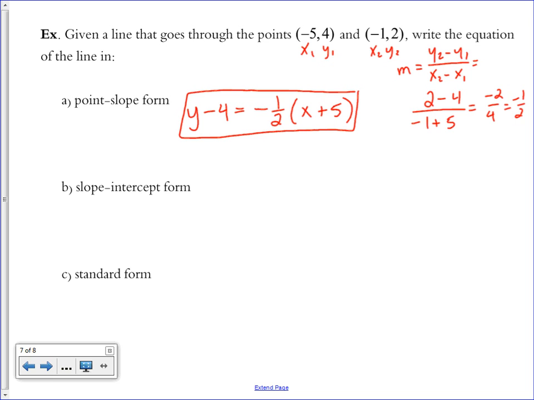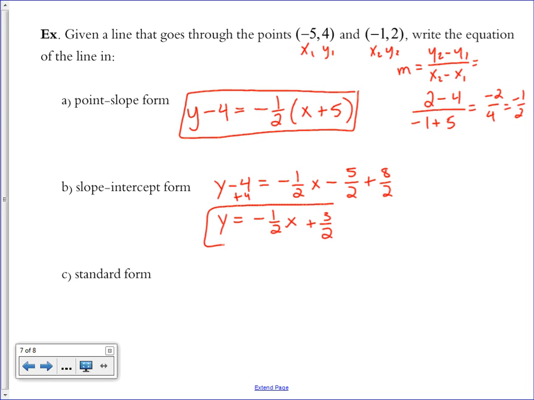So there's point slope. To get into slope-intercept, we need to start by distributing the right side in order to add the 4 to it. And adding 4 is like adding 8 over 2. Recognize these numbers. Okay, there is my slope-intercept form.